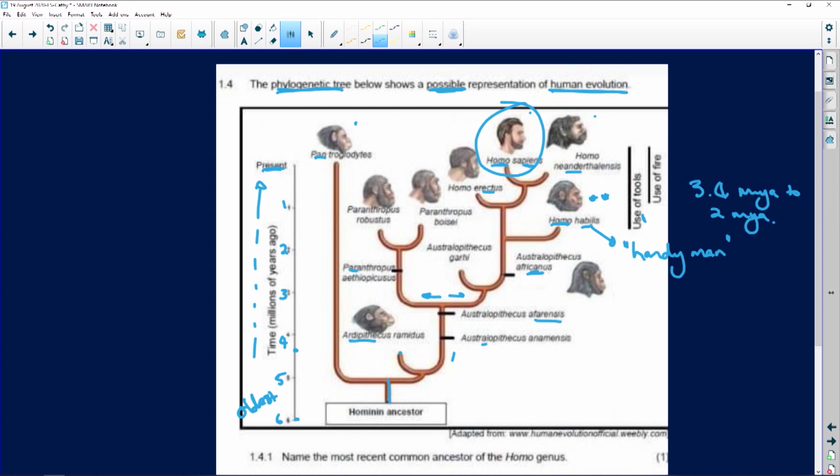And then clearly the use of fire would have been along here. So the use of fire would have started here, and that would then be Erectus who would have used fire, Neanderthalensis would have used fire, and obviously Homo sapiens. We use fire, don't we? Okay, so let's look at our questions.